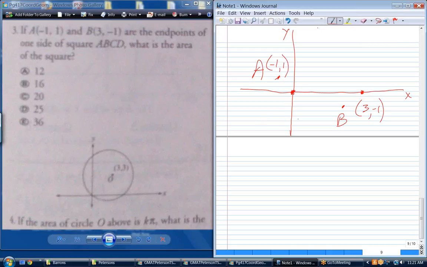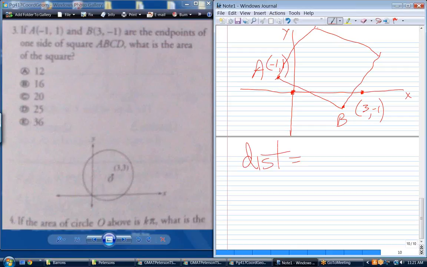The endpoints of one side of a square are given. What is the area of the square? This is testing one key principle, the distance between 2 points. What's the formula for that? That one I'm not sure I know.